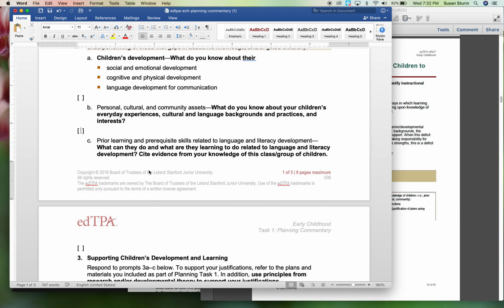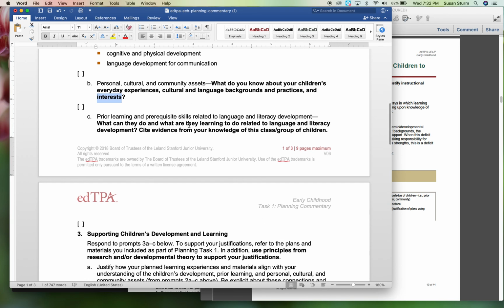And then this one is kind of the low-hanging fruit. You should always talk about interests. So what do you know about your children's interests? And it would be really good if this aligned to the planning that you're doing. So I know, for example, when I designed my science and writing unit, I know that my students were really interested when we talked about the 5 senses. So I'm going to work that into the planning that I do for them. So you would mention their interests in the science concept that you had previously taught. Okay, so that's part B.